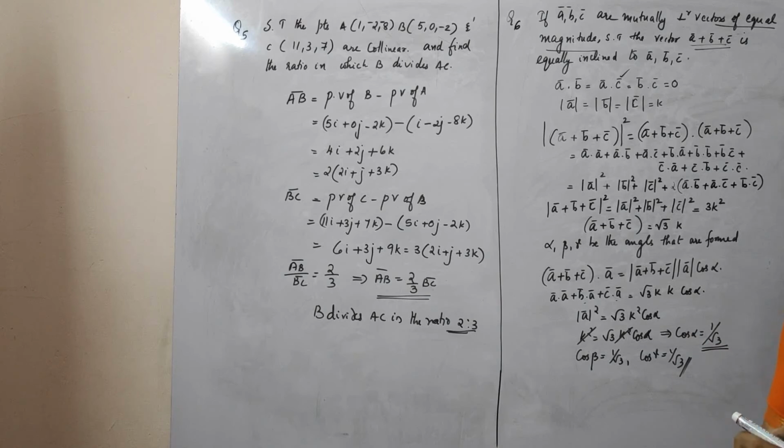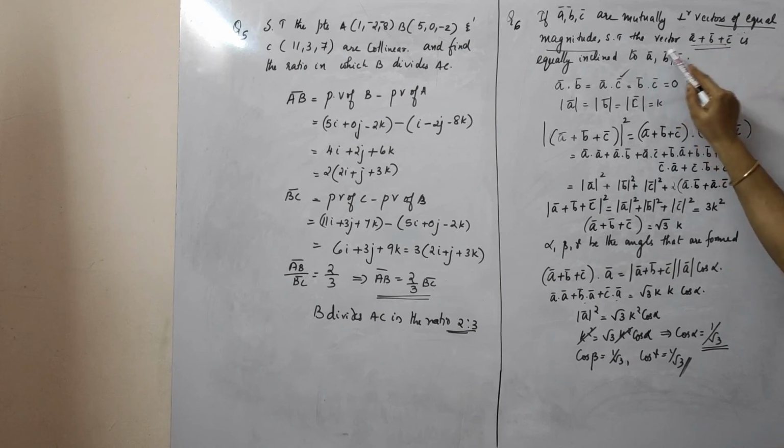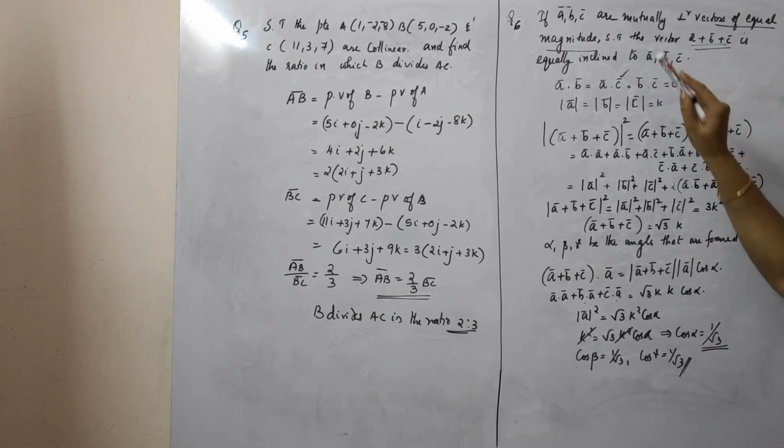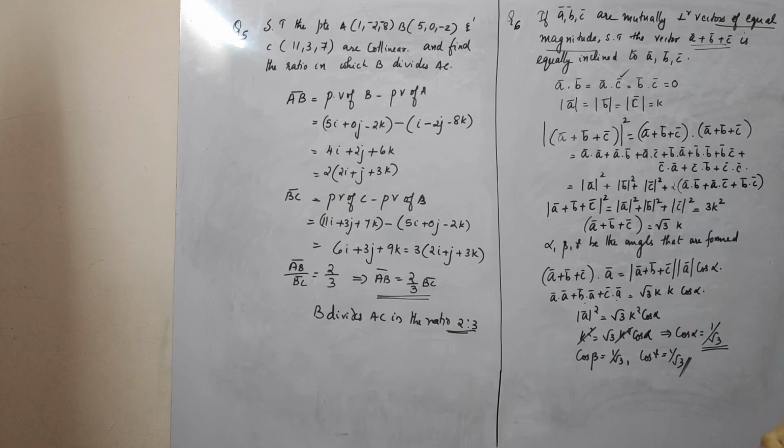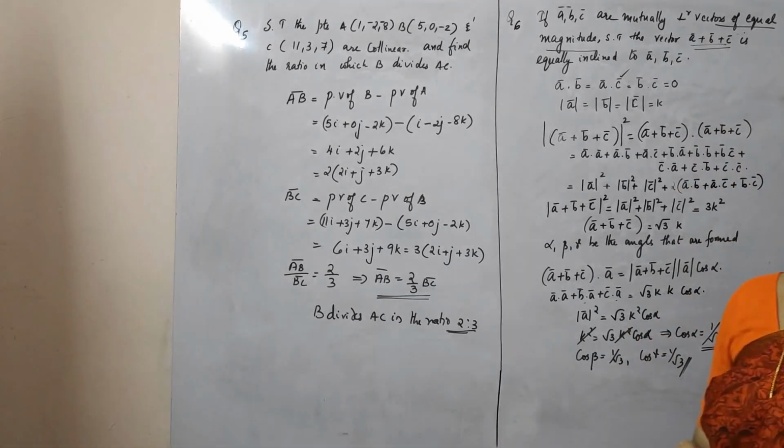What is the conclusion about all these things? We say that the angles are equally inclined. Which ones? These two vectors: the vector A plus vector B plus vector C to vector A, this expression to vector B and this expression to vector C are equally inclined. So the angle between the expression of vector A plus vector B plus vector C and vector A, these are equal, and that is given by 1 by root 3.